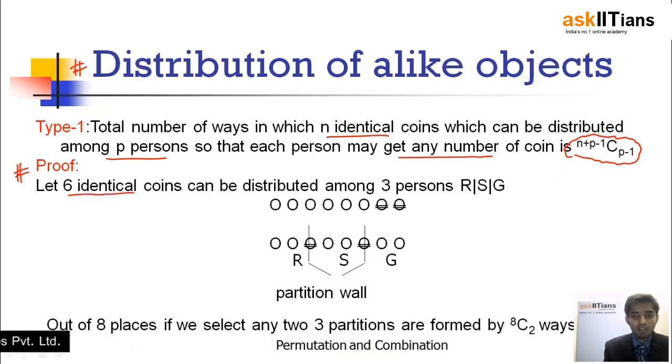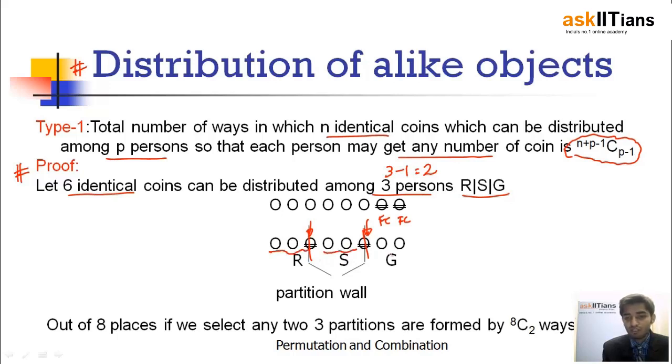Suppose I have 6 coins and I want to distribute the 6 coins among 3 persons that are R, S and G. Then what I will do is insert 3 minus 1, that is equal to 2 false coins. If I insert one false coin here and another false coin here, then these false coins will act as partition walls and divide these 6 identical coins into 3 groups. So R will receive 2 coins, S will receive 2 coins and G will also receive 2 coins.